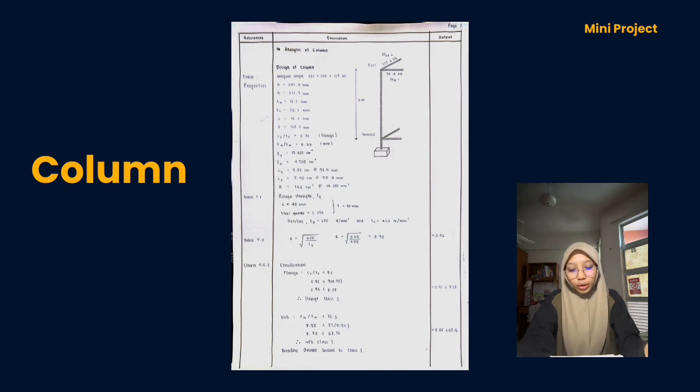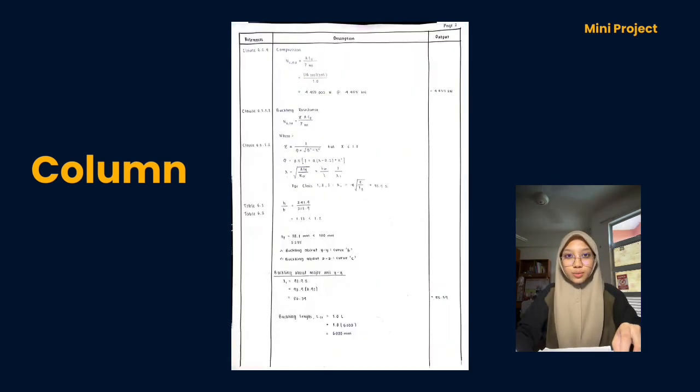Based on table 5.2, epsilon equals square root of 235 over fy, which is 275, equal to 0.92. Refer to clause 5.5.2. Our classification for the flange is class 1 and our web is also class 1. Therefore, the overall section is class 1. Based on clause 6.2.4, compression, the formula I use is NcRd equals A fy over gamma M0, and I got an answer of 4,455 kilonewton.